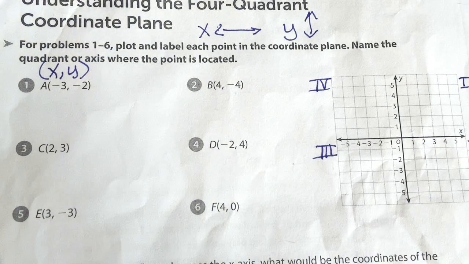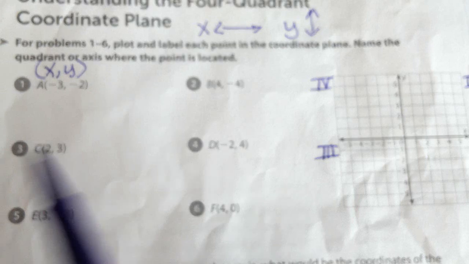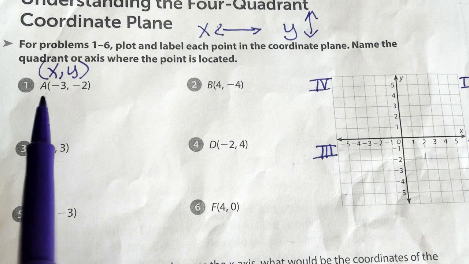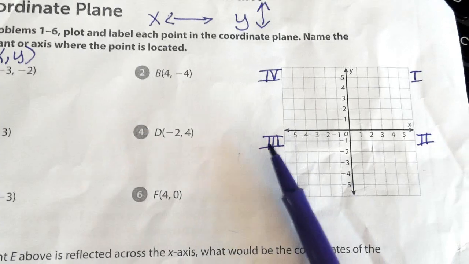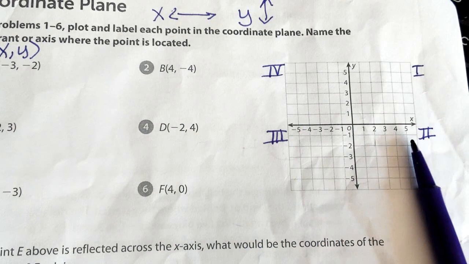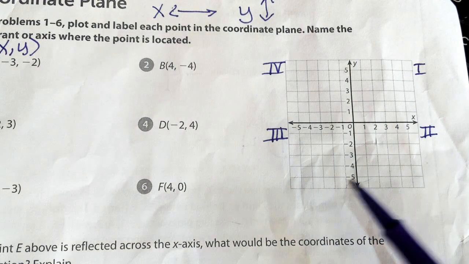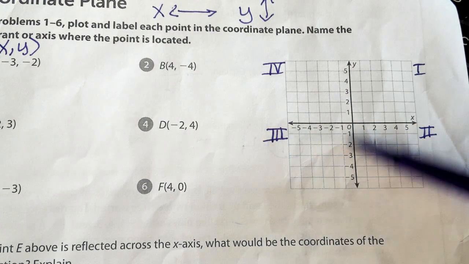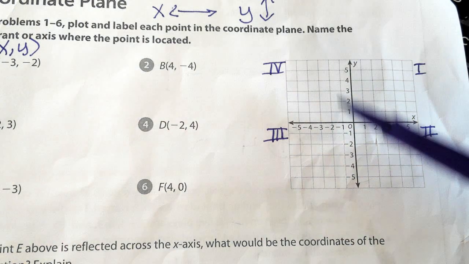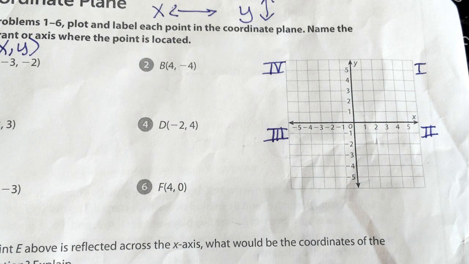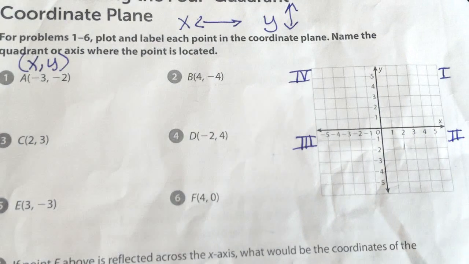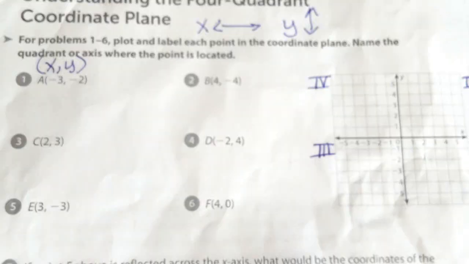So whenever we need to plot these points, we always start with the x first, and x is the horizontal line going left and right, and y is the vertical line going up and down. So first we have point A is at -3, -2.